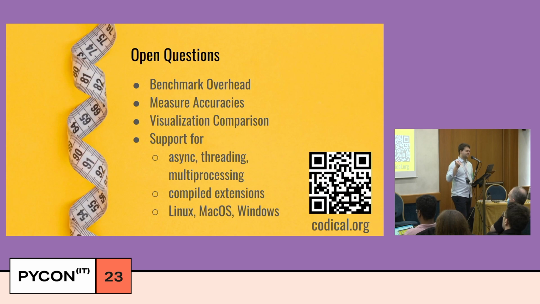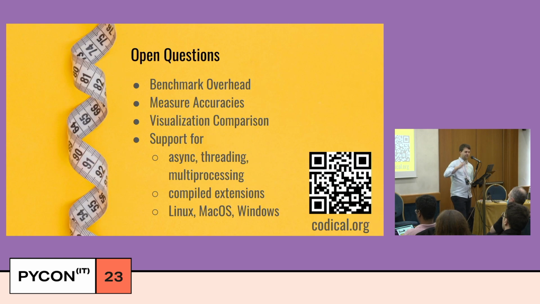So you can benchmark the overhead a profiler has. You can measure its accuracy, like are the numbers correct and how correct are they? You can see the different visualizations. Then one important thing, if you don't have just a small script, is does it support async, threading, multiprocessing?